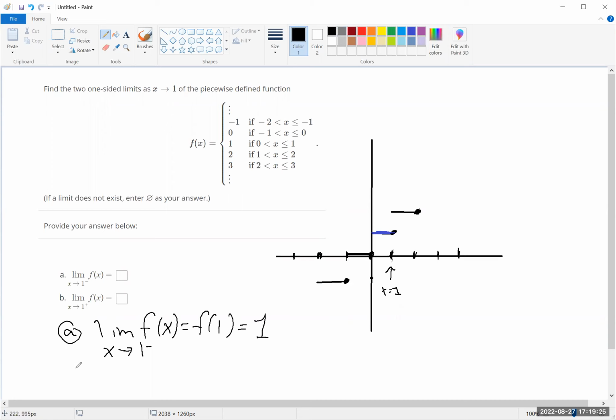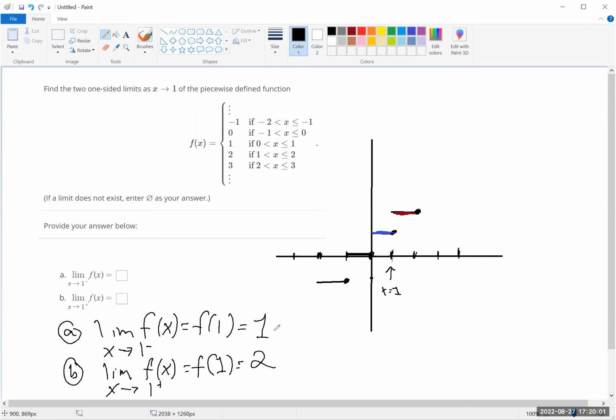Okay, now if I do part B and say, okay, now I want the limit of f of x as x approaches 1 from the right, I need to evaluate the function at 1. But the appropriate part to use would be, let's go maroon, the maroon piece. And the function evaluates at 2.